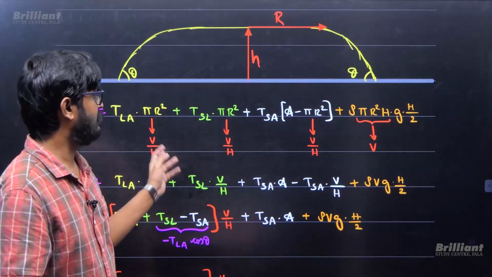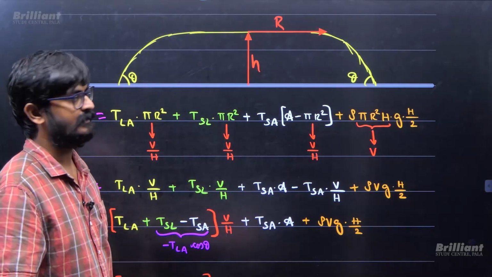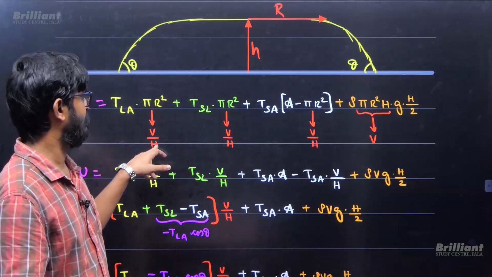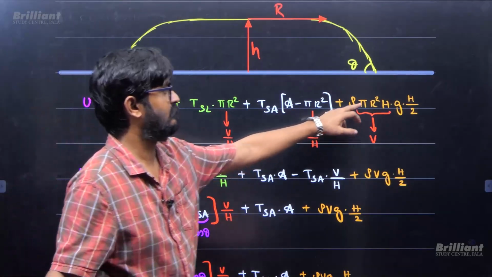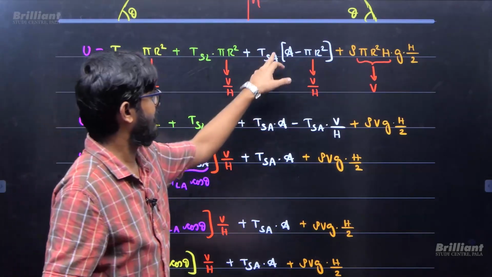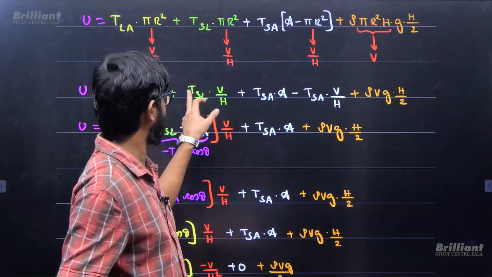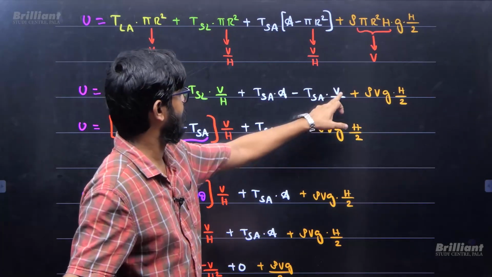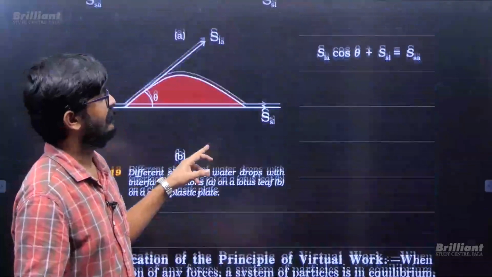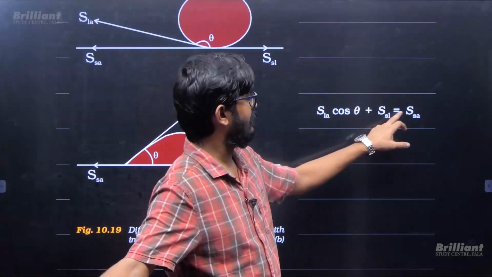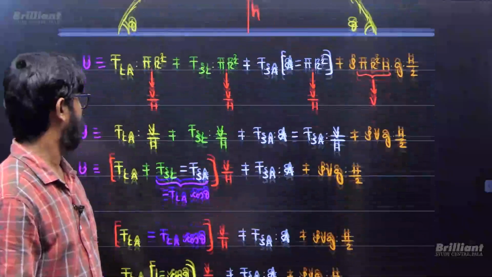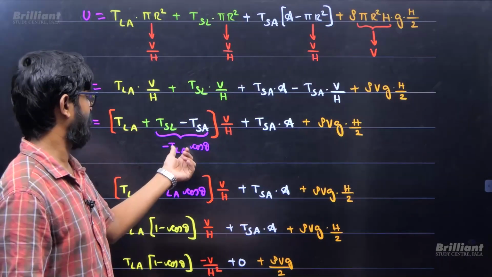Now it looks like there are many variables, so I am converting it into a simple thing, which is h. Given fixed volume, I can write this as volume by h. This is volume, so when I rewrite it, I'll be reading it in this format. I am expanding it. But look here, this is TSL minus TSA into V by H. TSL minus TSA is minus TLA cos theta.